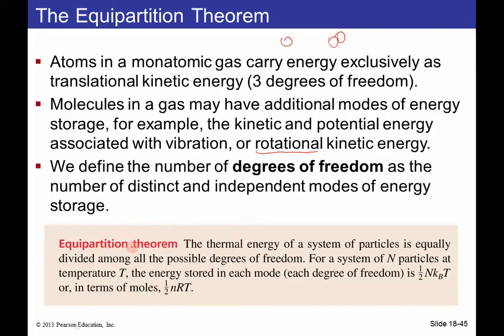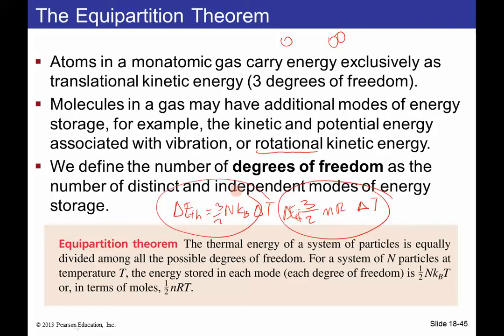But from this video, what I want you to get, I guess the most important idea, is that the change in thermal energy is equal to 3/2 N k delta T for a monoatomic gas, or 3/2 nR delta T. So that's delta E thermal. That's the most important idea that we need to get from this video.